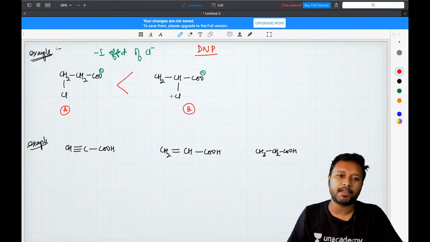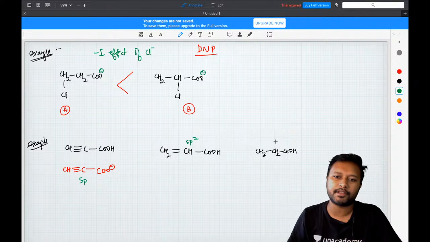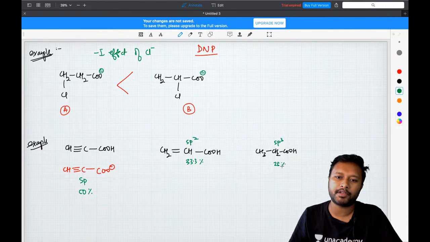Here, with respect to this, the conjugate base formed will be CH triple bond C COO minus. Now you have to look at the percentage s character on the carbon attached to this. The minus I effect decreases if the percentage s character decreases, and the electronegativity also decreases with the percentage s character. Now this is sp hybridized, here it is sp2 hybridized, and this is sp3 hybridized. The percentage s character is 50% in this case, 33.3% in this one, and 25% in this case.